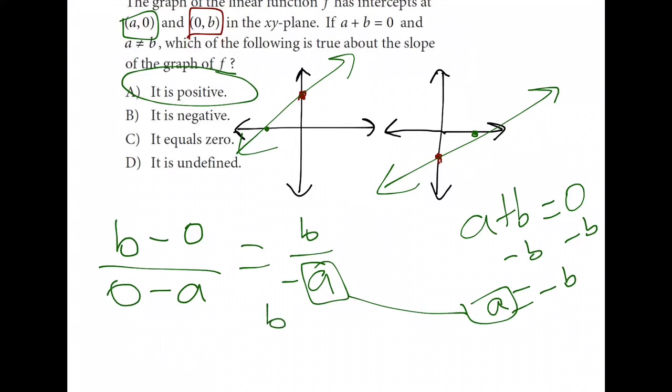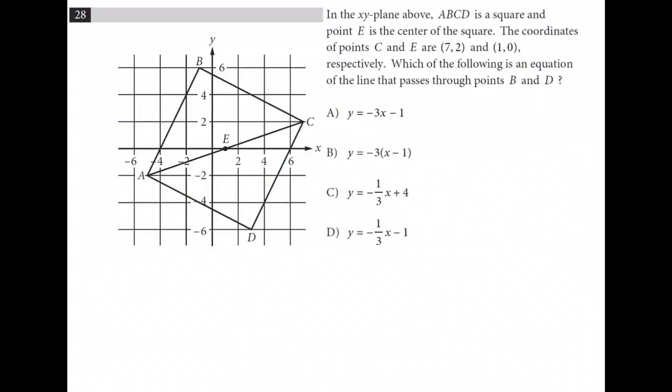So b over negative b, or just b over b, which is 1, thus a positive slope. 28. In the xy plane, ABCD is a square, and point E is the center of the square. The coordinates of points C and E are (7, 2) and (1, 0), respectively. Which of the following is an equation of the line that passes through points B and D?